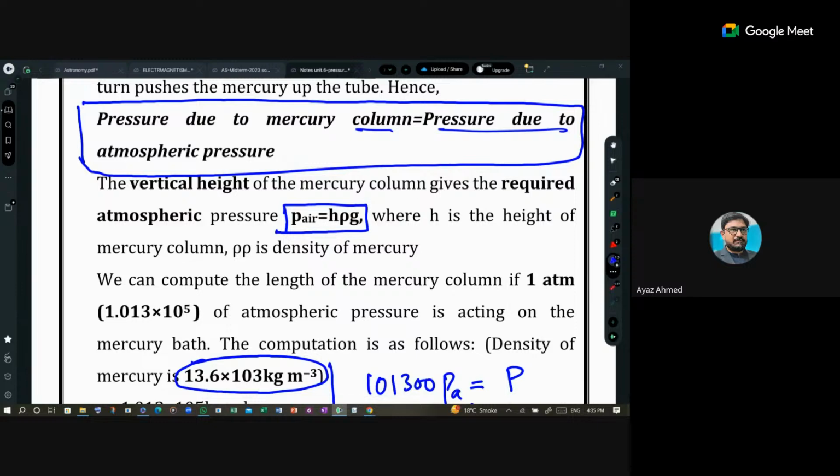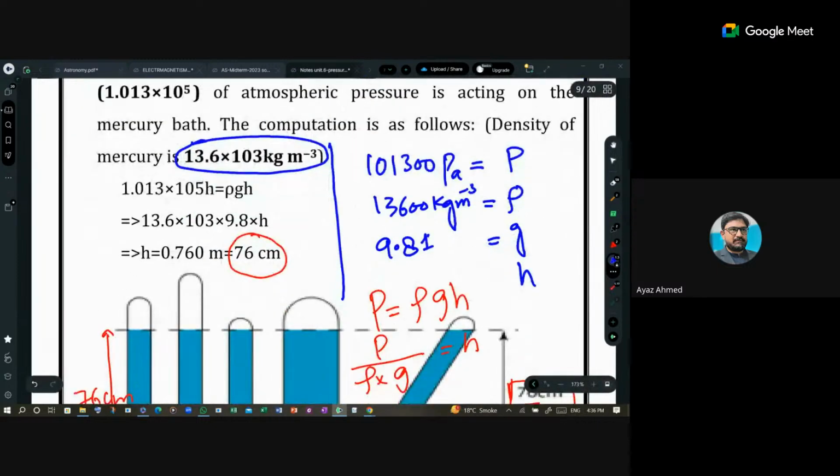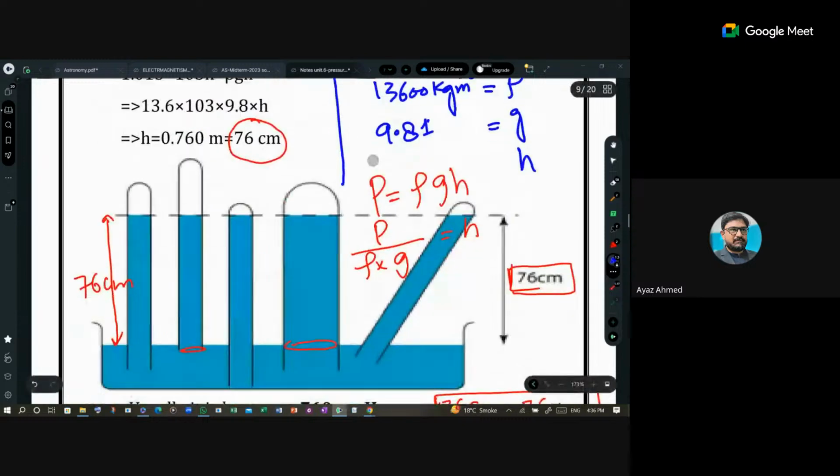So there is a unit of barometer pressure which is called millimeter of Hg. If I put some mercury in the column here, after 76 centimeter, mercury will become stable.